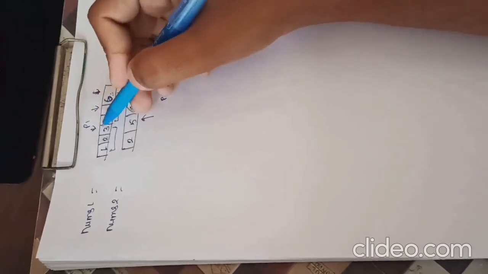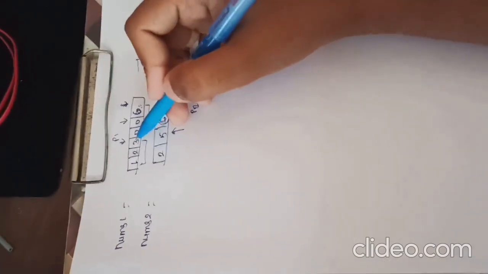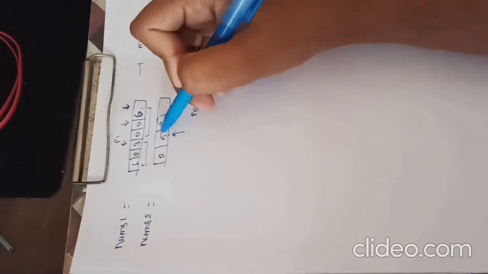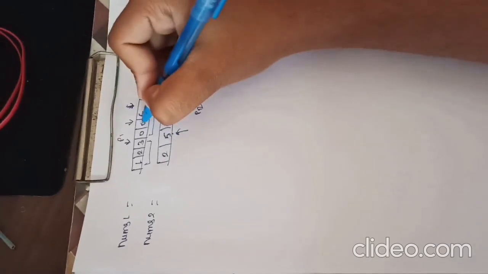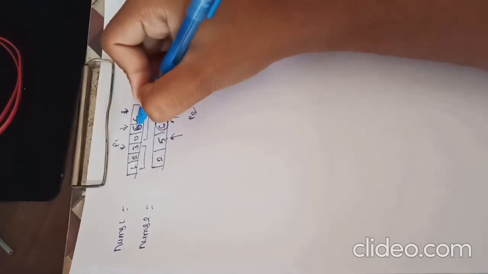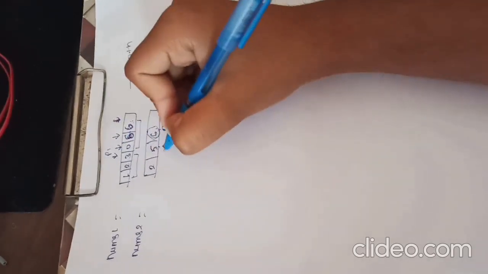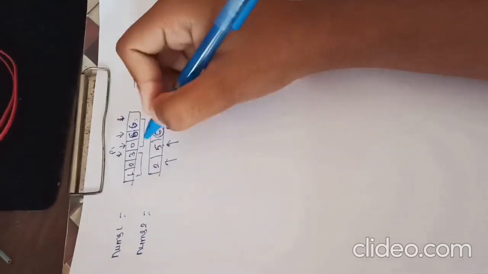Now again we will check whether the element at index 3 is greater than 5 or not. So basically 3 is not greater than 5, so we will insert 5 here at index, and decrease the pointer. We will decrease by 1 again, and we will decrease it again by 1.